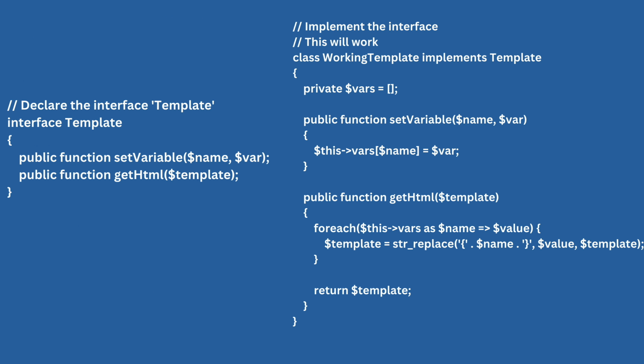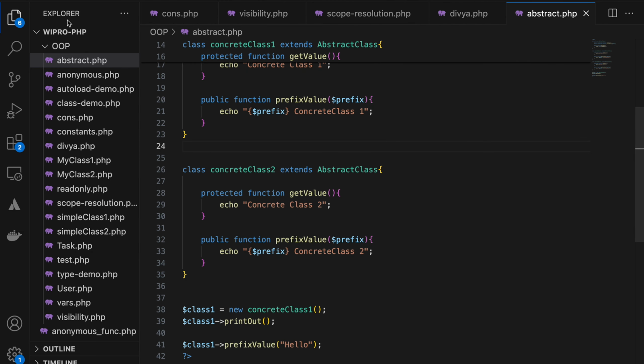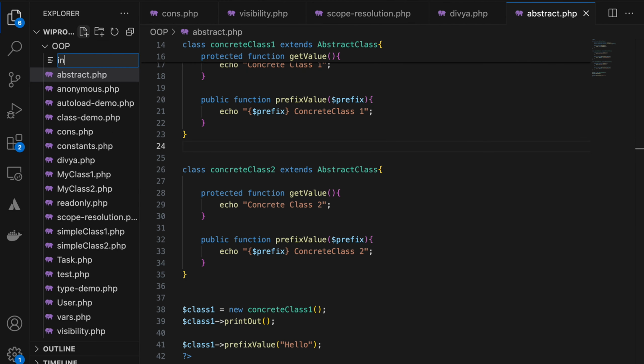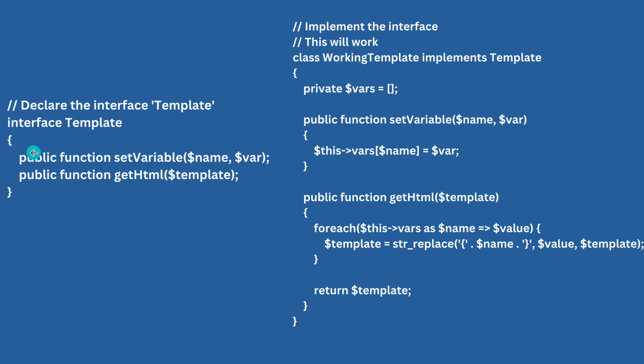Clear, guys? Sir, once explain, sir. Let me write, and it will be more clear. Interfaces.php, PHP. What I'm doing here: interface template. This is an interface. What is the name of the interface? Template. Then there are curly braces, same as a class.